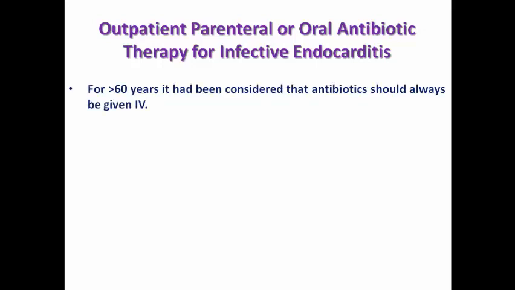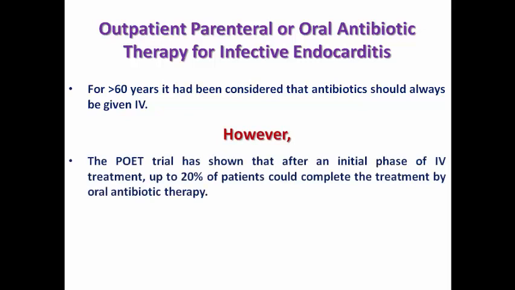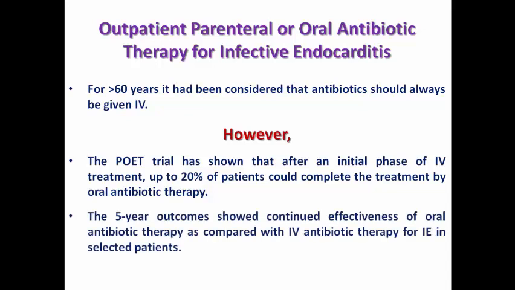For more than 60 years, it had been considered that antibiotics should always be intravenous. However, the POET trial shows that after an initial phase of IV antibiotics, up to 20% of patients can complete the treatment with oral antibiotics, and so they could complete this at home if they are stable. And the 5-year outcomes showed continued effectiveness of oral antibiotic therapy as compared with IV antibiotics for infective endocarditis in selected patients.